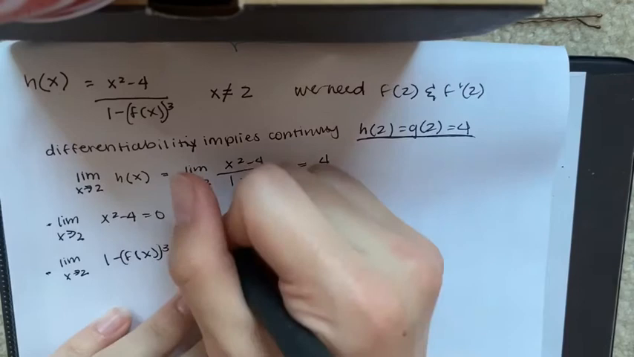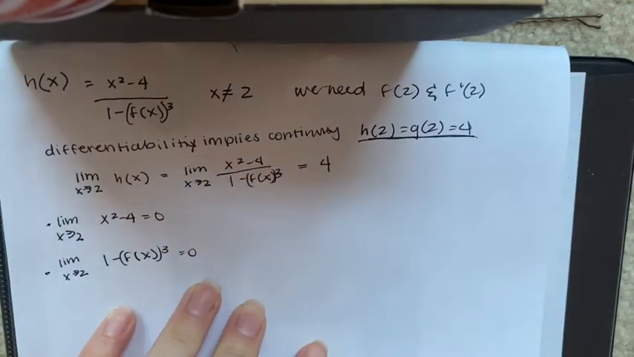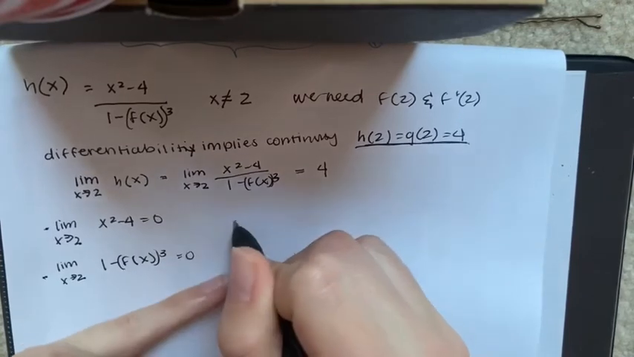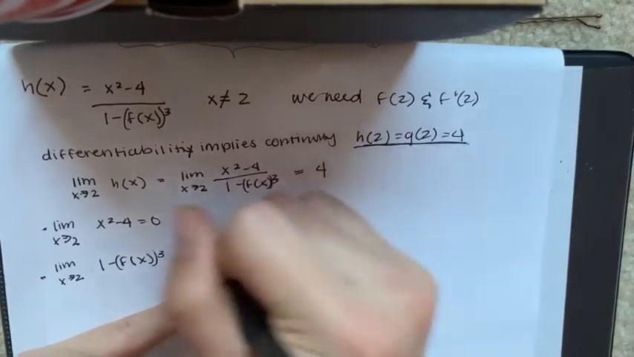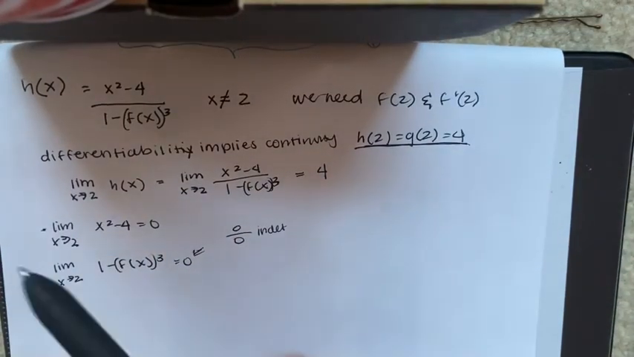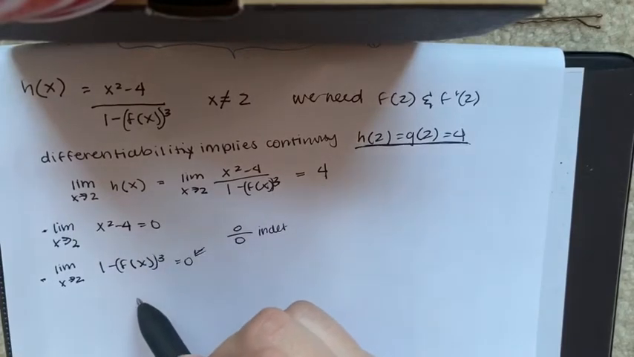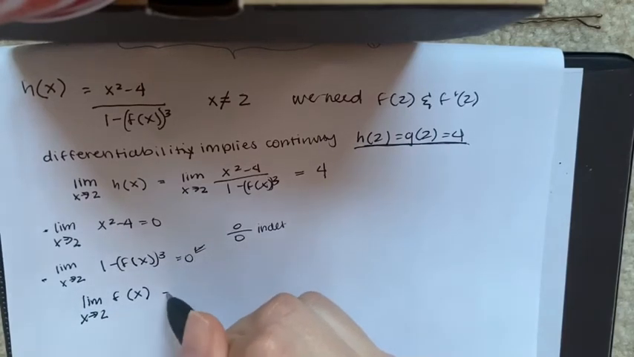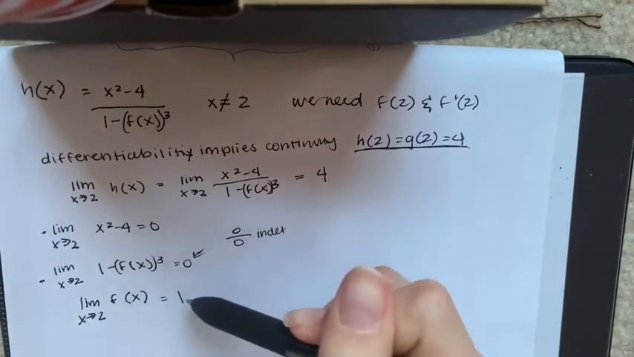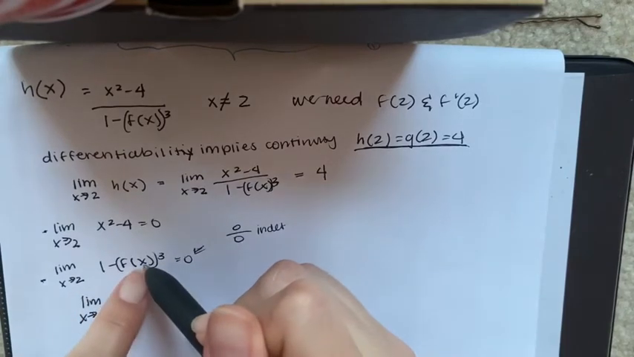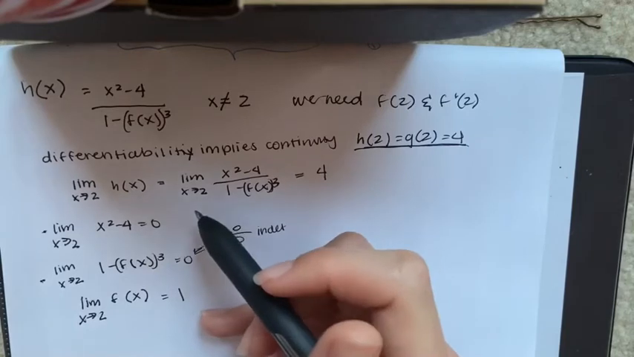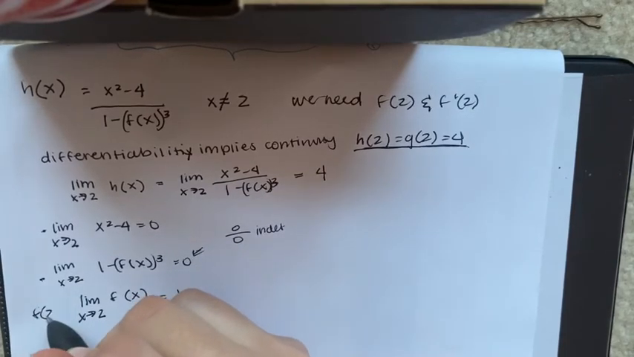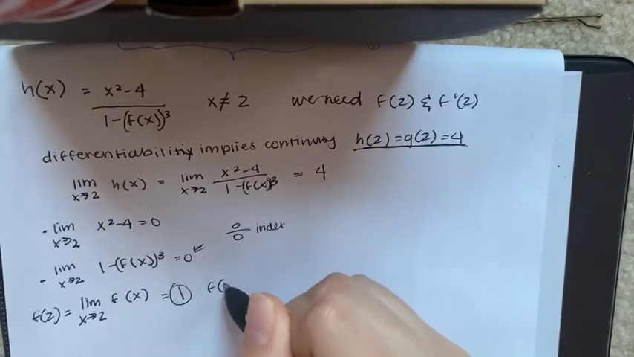So because this right here equals 0, this must also equal 0, because we know that L'Hopital's rule can be used to evaluate the limit of h of x as x approaches 2. So for this to be indeterminate form, this has to equal 0. So because this equals 0, then the limit as x approaches 2 of f of x equals 1. So the limit of f of x as x approaches 2 has to equal 1 here, because if this were 1, 1 cubed is 1. 1 minus 1 equals 0. So because we know that, f of 2 equals 1. So f of 2 equals 1.